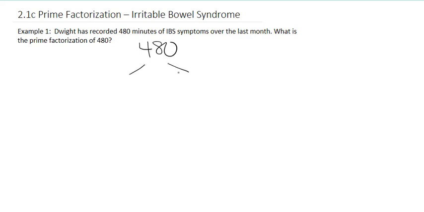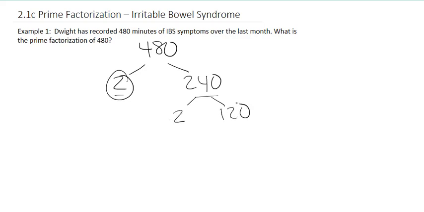divide it by, we'll say 2 for this one. So 2 goes into 480 240 times. So if you multiply these two numbers together, they equal 480 above. So we know 2 is a prime number, so we'll just circle that number because we don't need to divide it further. Now 240, let's continue to divide this one. 240 divided by 2 is 120. So we'll circle the 2 because it's a prime number.